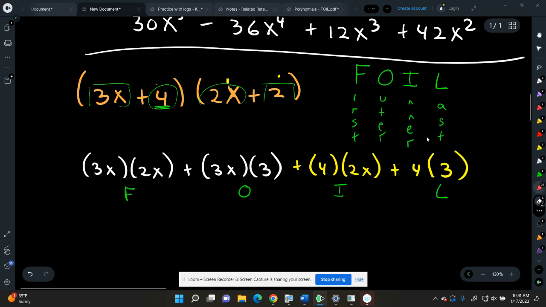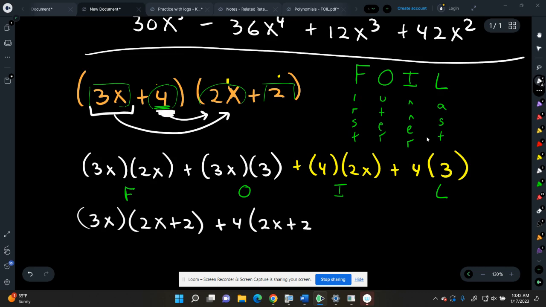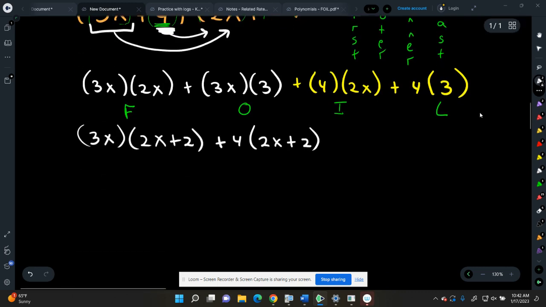So what we did there, these are called binomials because there's two of them. So what you were saying is, can I take the 3x and multiply it by that entire parenthesis? So 3x times 2x plus 2. Plus, take the 4 and multiply it by that entire parenthesis. 4 times 2x plus 2. And then distribute. And it gives us the exact same result.